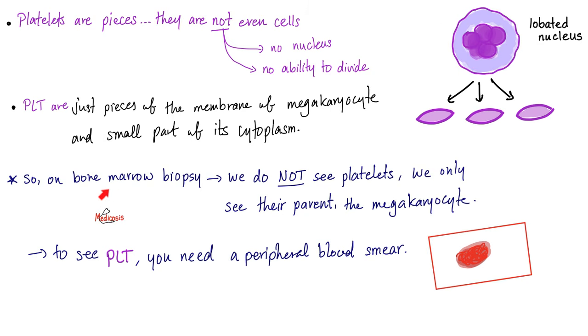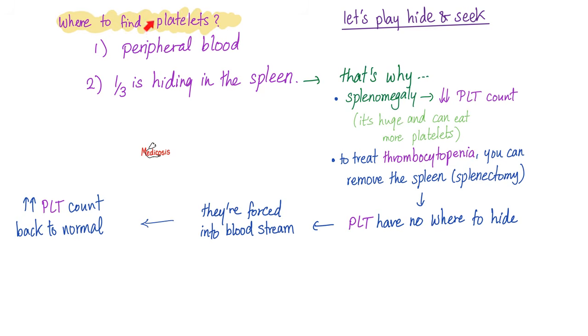That's why if you do a bone marrow biopsy to look inside the bone marrow, you will see the grandmother, megakaryocyte. You will not see platelets. Platelets are only seen in the peripheral smear most of the time. Where do we find platelets? In the peripheral blood, and lots of them are hiding in the spleen. That's why if I have splenomegaly, more platelets will be hiding in the spleen, less platelets will be available in the peripheral systemic circulation, and that's why splenomegaly is related to thrombocytopenia.